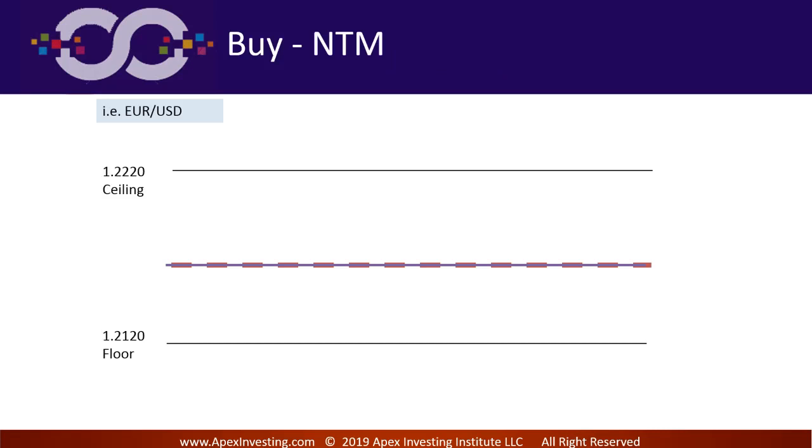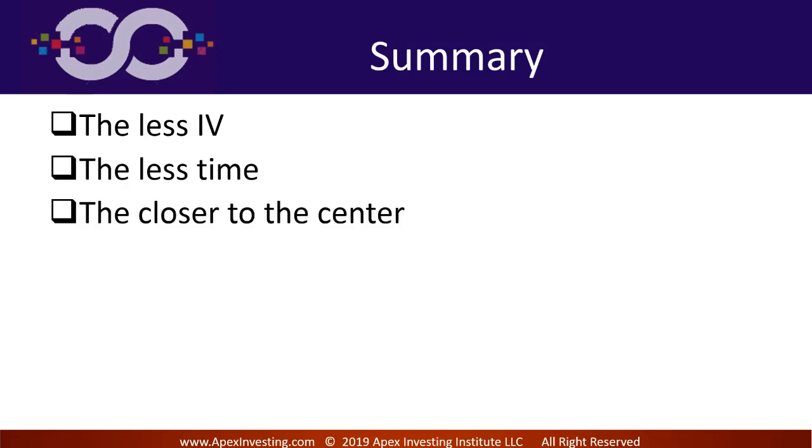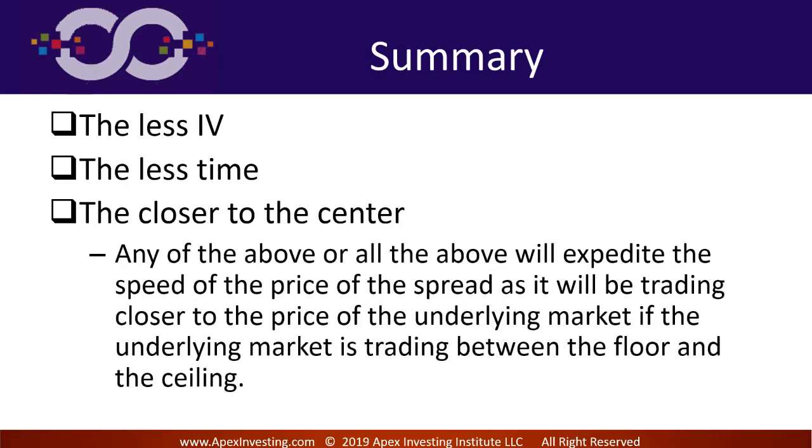Near the market contracts, again, those are ones that are trading at the same as the floor or ceiling, whether you're buying it or whether you're selling it. Okay? So pretty simple. Again, now a reminder, the less implied volatility, the less time, the closer to the center, any of those, or all of them, or more of them, will make that spread move faster, move closer to a delta of 100, higher gamma, and will make it mirror the underlying market more.